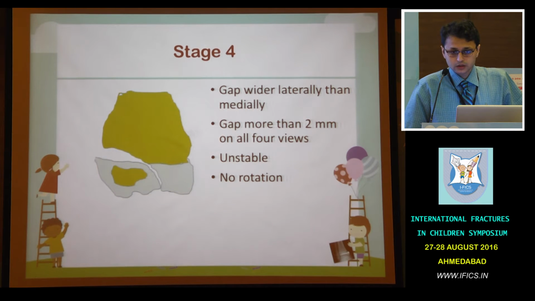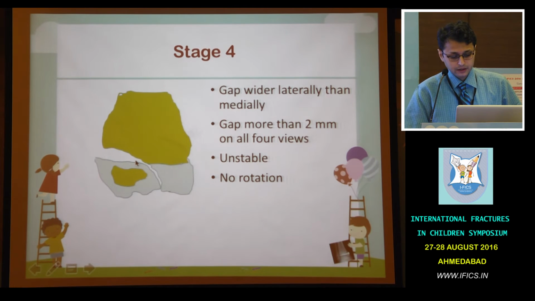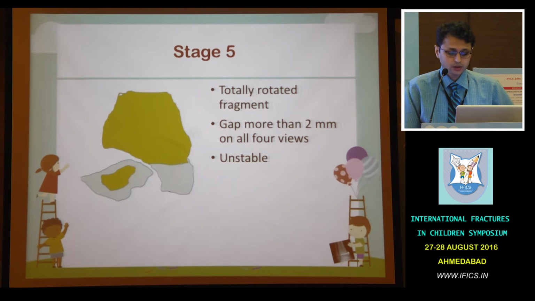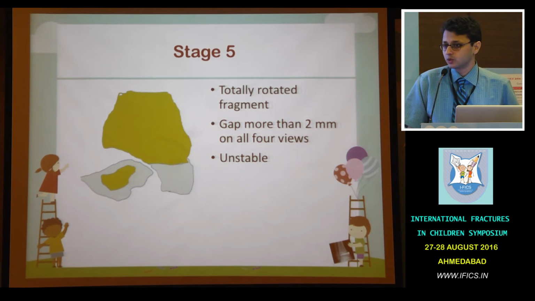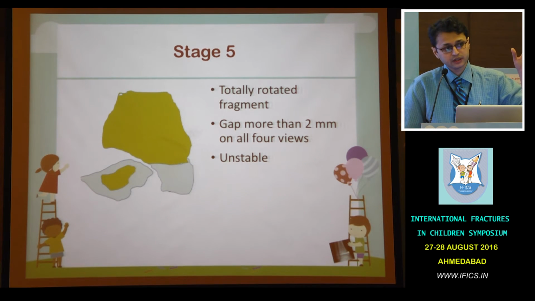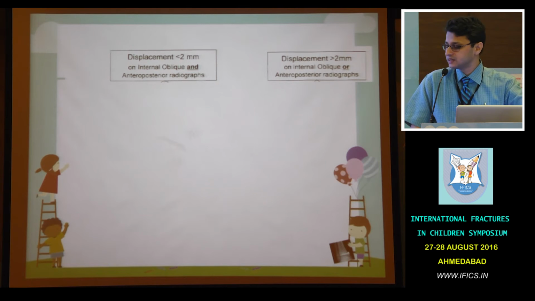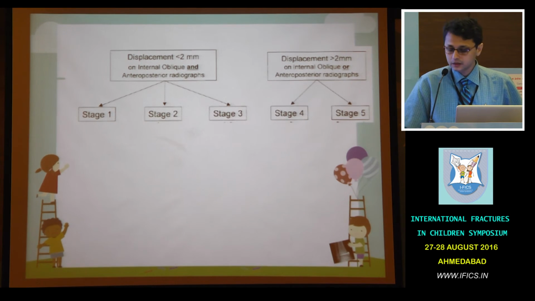Then slowly it starts getting displaced. In stage 4, the gap is wider laterally than medially. The gap is more than 2 millimeters on all 4 views, and it is an unstable injury, but there is no rotation. And stage 5 is a totally rotated fragment with a gap of more than 5 millimeters. So Song's classification is excellent in these stages. Thus, we classify them as less than 2 millimeters and more than 2 millimeters of displacement, and classify them in 5 stages.